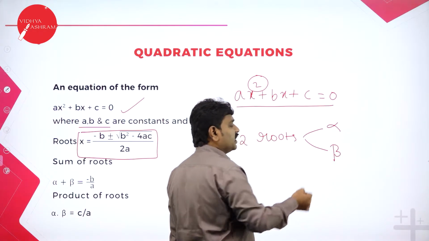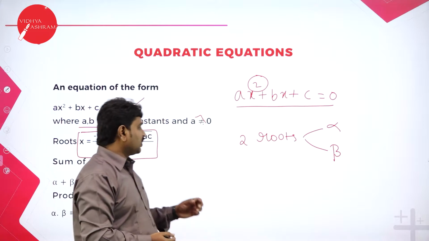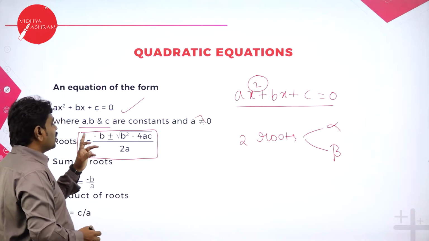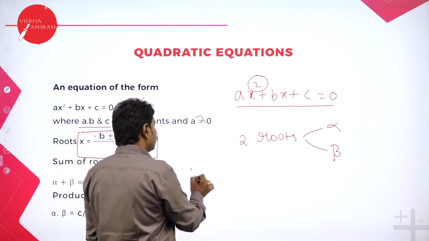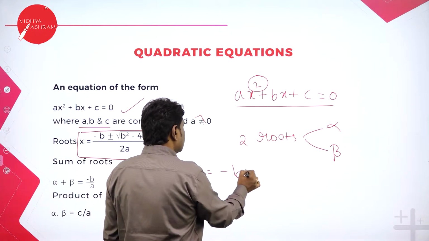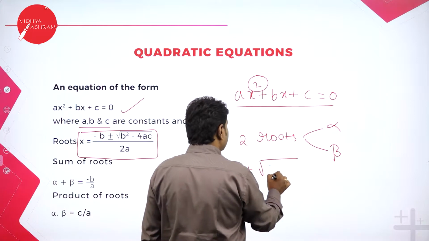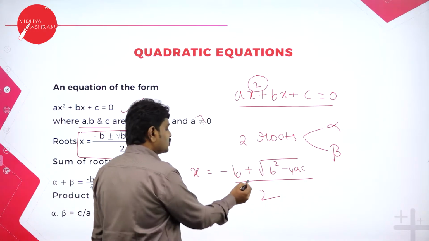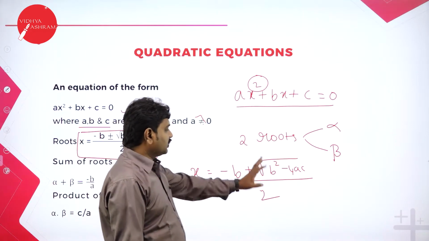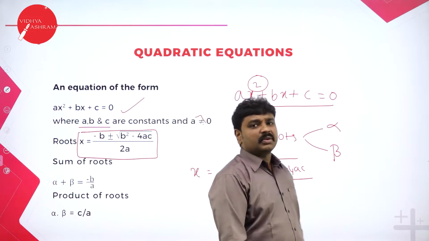What are the roots of a quadratic equation? Alpha and beta. Or we say x values. What are the x values? Minus b plus or minus root of b square minus 4ac by 2a. So x values are what? Minus b plus root of b square minus 4ac by 2a is one root. The other root is with minus.